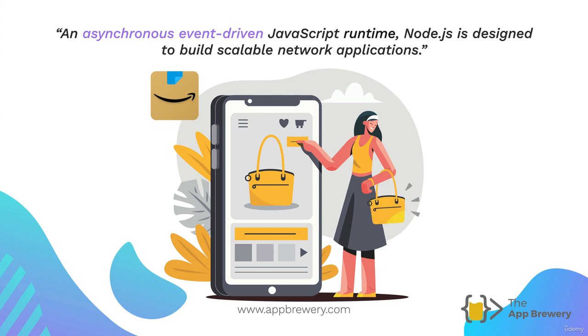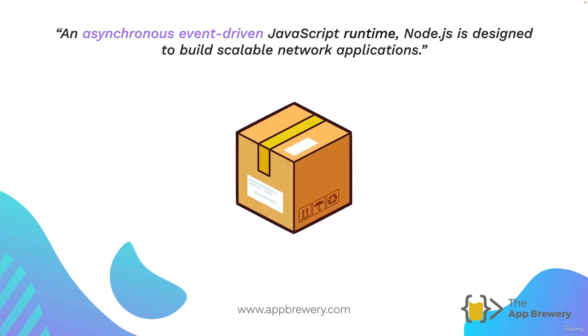Can you imagine a world where you had to wait for your Amazon parcel and you just had to stand at the door and do nothing else after you've ordered it? Now, I don't know what Amazon Prime is like where you live, but where I live, it takes a long time to get one of these parcels, and it would be terrible if this process was synchronous. Now, Node, on the other hand, is asynchronous and it's event-driven.